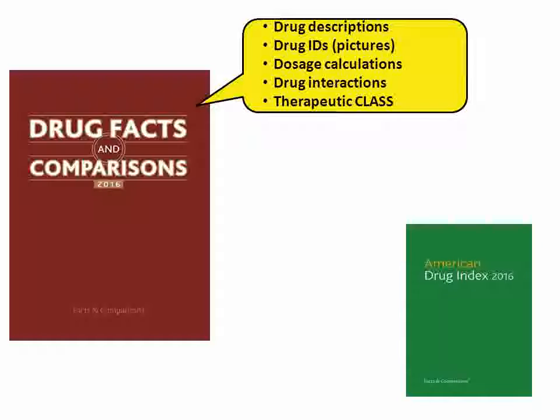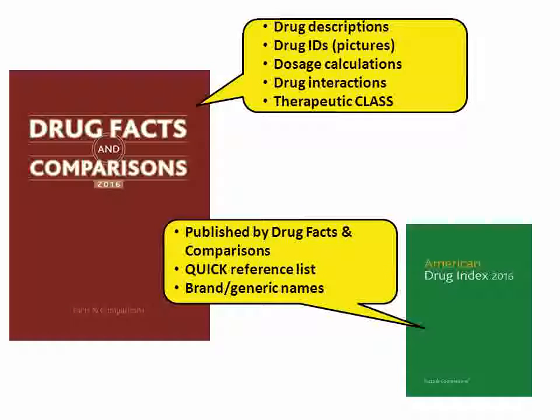The American Drug Index is published by Drug Facts and Comparisons, but basically it's kind of like the index you find at the back of your textbook. It's just a really handy-dandy, quick way to find brand and generic names. It basically just is an index of the larger Drug Facts and Comparisons book.